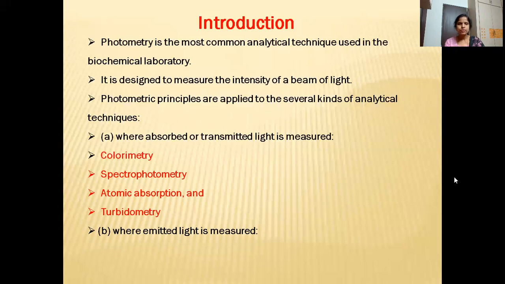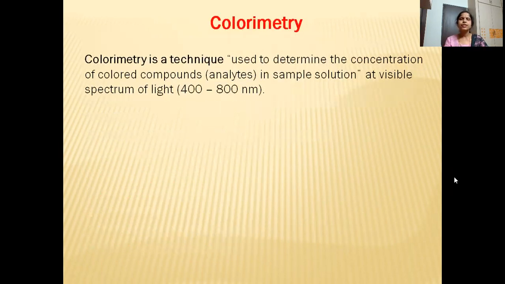And we can also measure the emitted light, for which the technique used is flame emission photometry. So these are some of the techniques which are related with the light, that is when the light interacts with the sample. All these techniques actually depend on two laws, Beer's law and Lambert's law. So first let us see colorimetry.